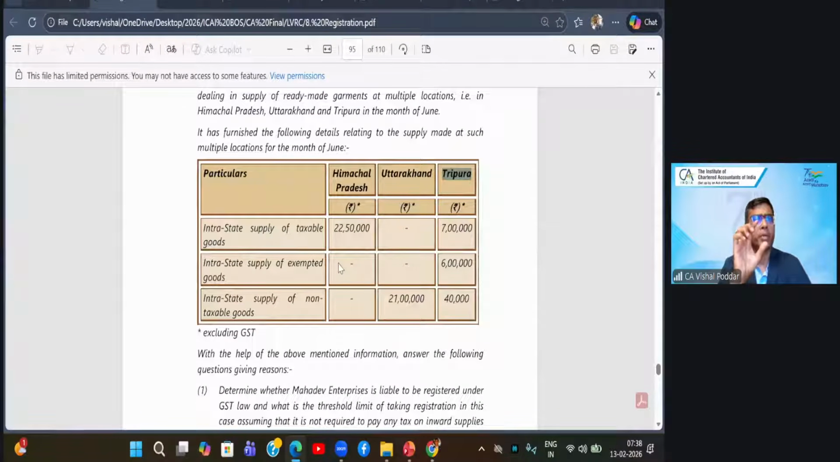Again, I repeat one thing which I mentioned in the previous class. You need not use the technical section language. You can describe the provision in your own language, point number one. Two, you need not describe or write everything of the provision. You write only what is relevant to this question.